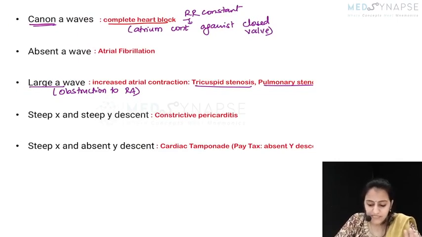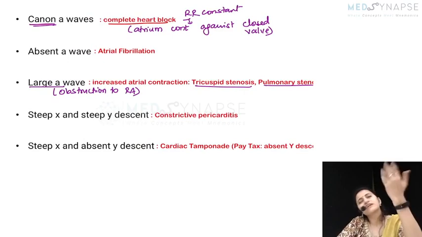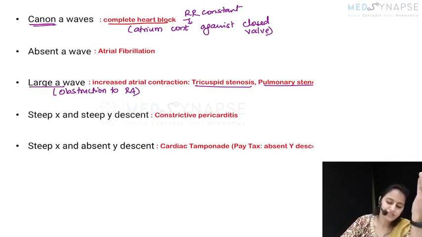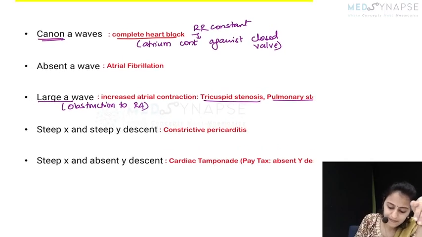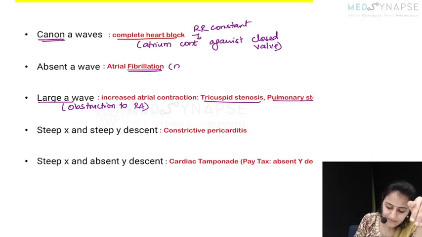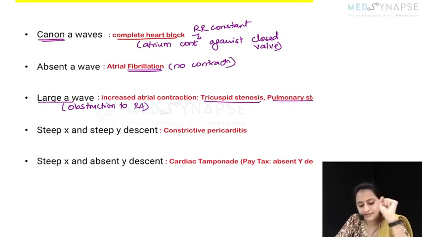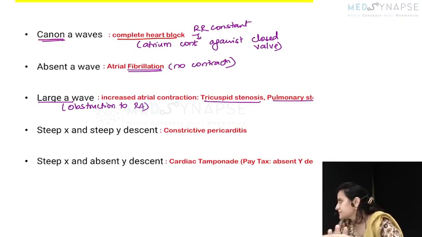Where will you have an absent A wave? When the atrium is not contracting, because the A wave is contraction. When does the atrium not contract? Fibrillation. Right? Basically the atrium is hardly contracting. So there is an absent A wave.